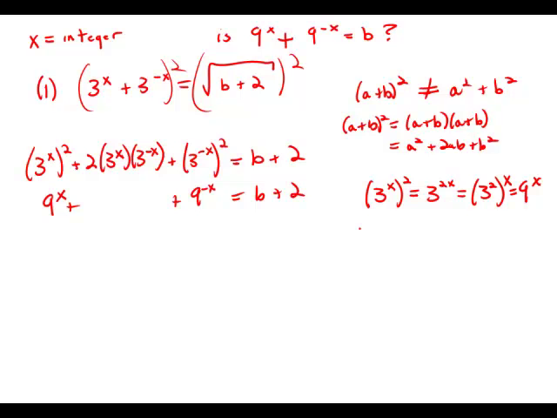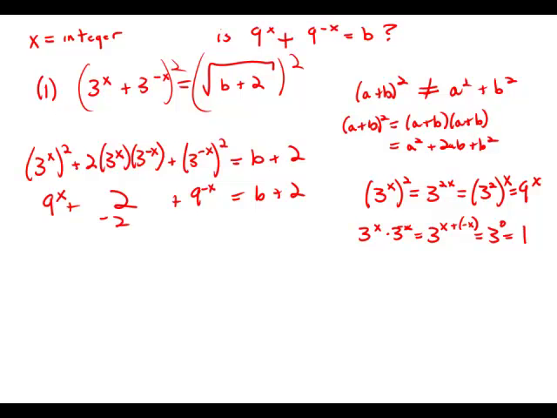Now this middle term, 3 to the x times 3 to the negative x, the laws of exponents tell us that that is 3 to the x plus negative x. Well, x plus negative x is 0, and 3 to the 0 is 1. So those two terms just multiply to be 1, and so we just get 2 times 1, or 2.